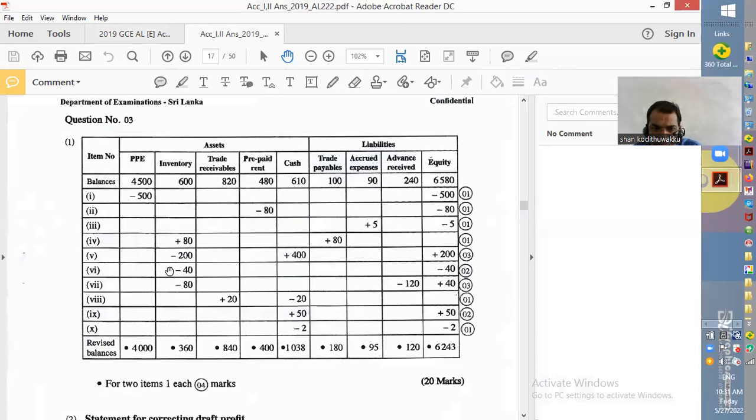Right. Here, they have adjusted minus 40 under inventory. Why? They got destroyed. We can't sell them, and also they are not in a saleable condition. Because of the loss, it will reduce equity. Therefore, minus 40 under equity. You are given 2 marks. Then we can move to adjustment number 7.